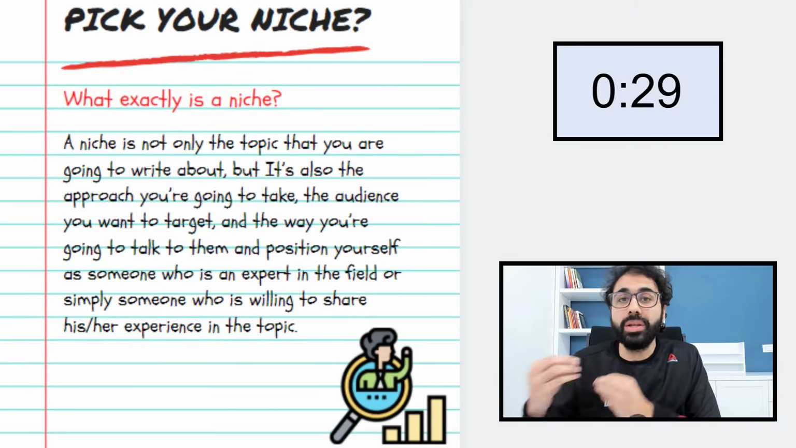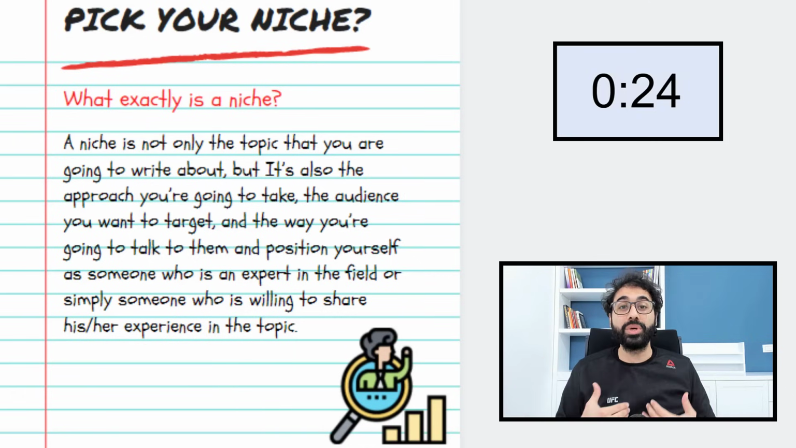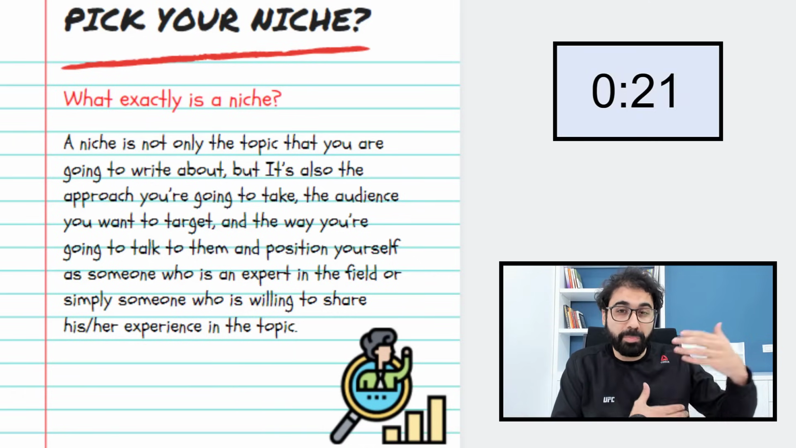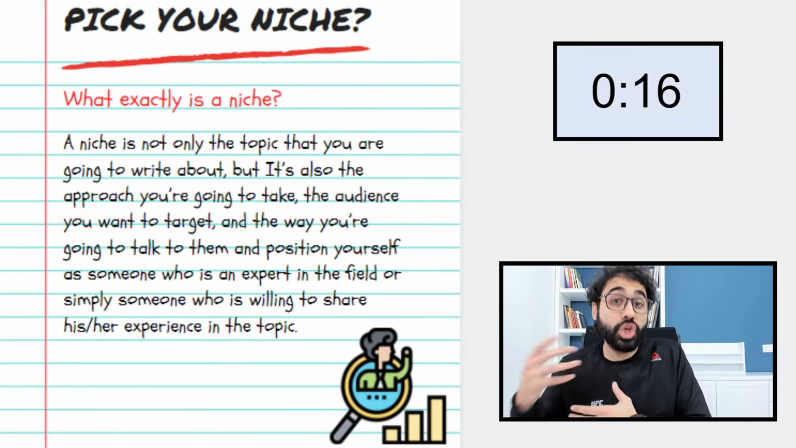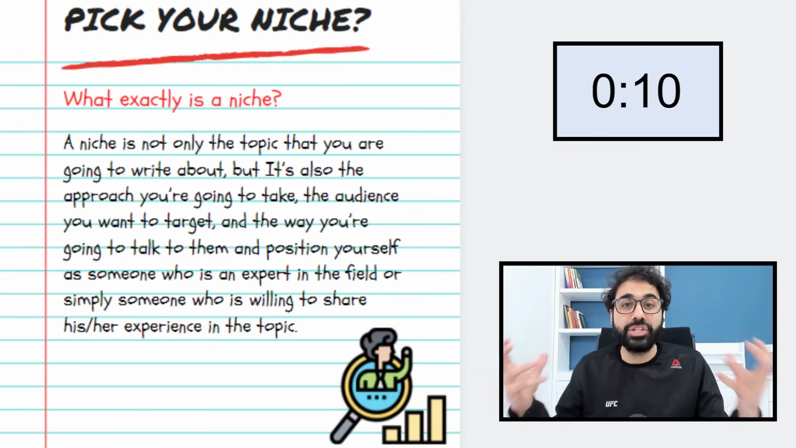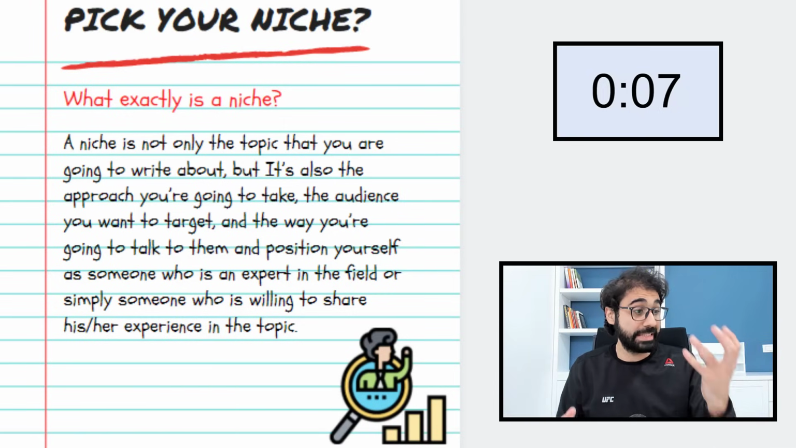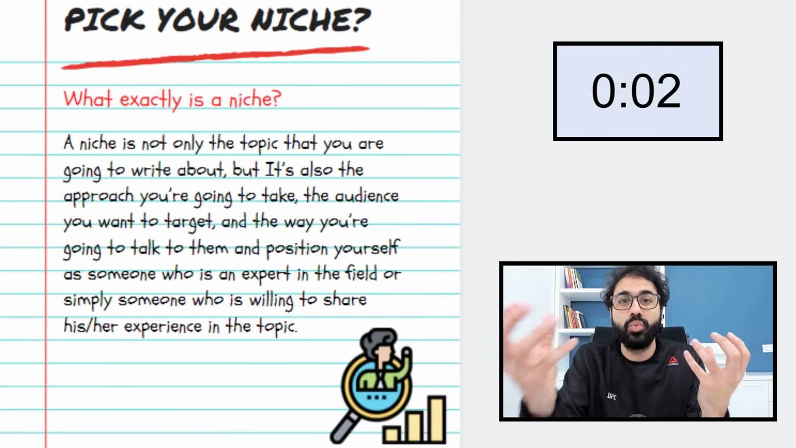Before we go into a practical example and show you my blog and how I started, let's define and explain what a niche is in just 30 seconds. A niche is not only the topic that you are going to write about, but also the way you are going to engage with your audience, how you will position yourself as the expert in this field, or simply how you are going to share your experience or whatever you want to share with your audience. So the niche of the blog is the topic you select and how you are going to deliver it and engage with your audience.